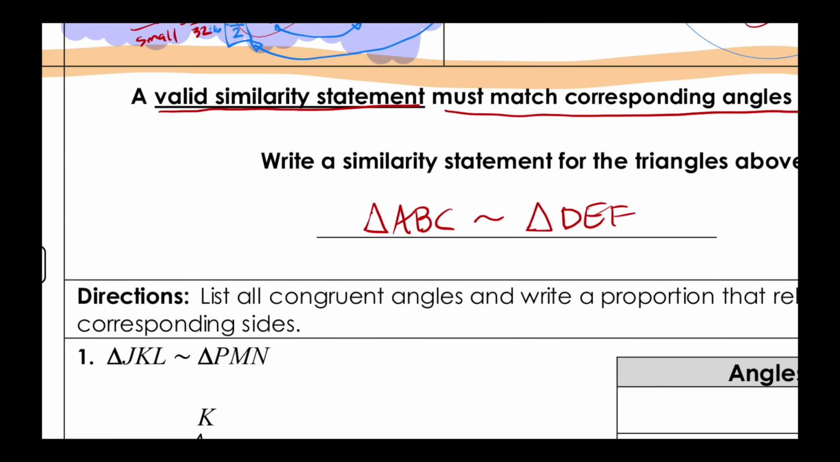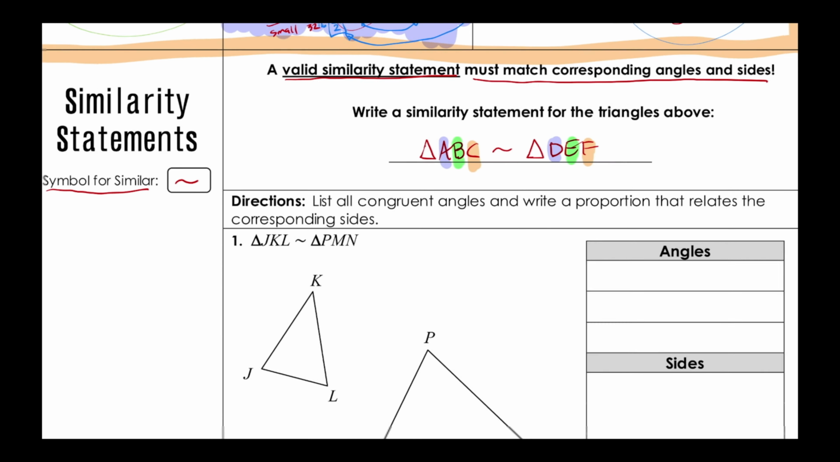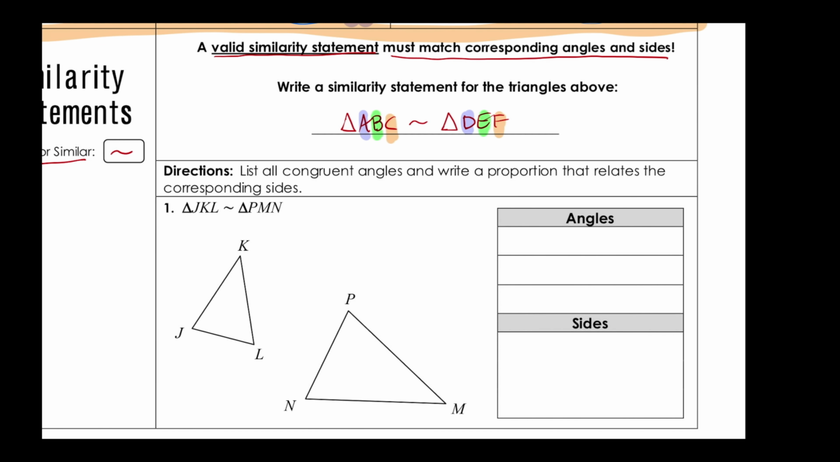When you see the similarity statement, this is telling you that this one matches with this one, matches with this one, and this one matches with this one. You're putting it in the same order, the stuff that corresponds. The word is corresponds, but we also say matching. Okay? So using a similarity statement, let's match up everything.